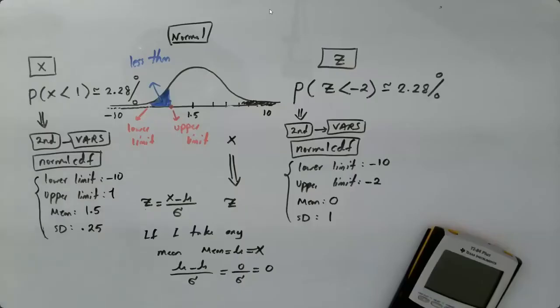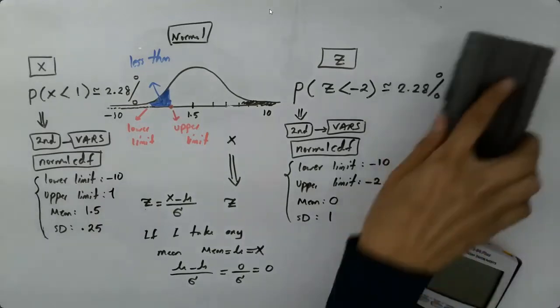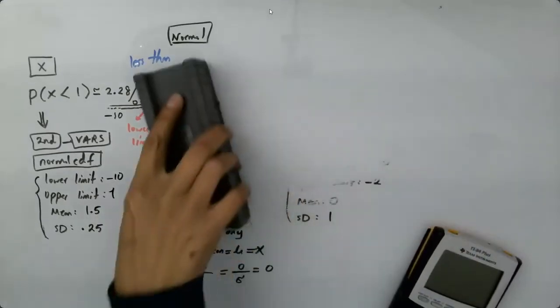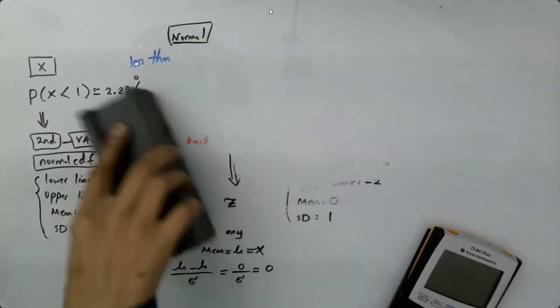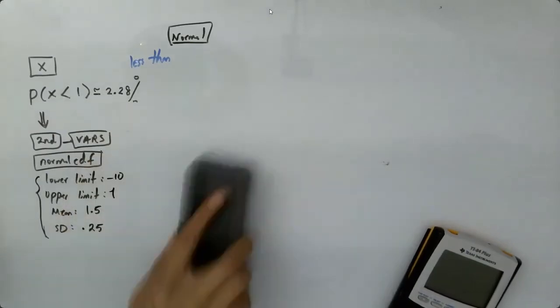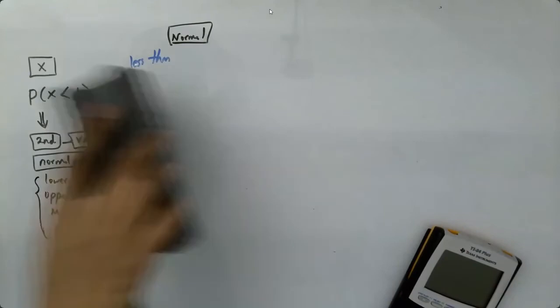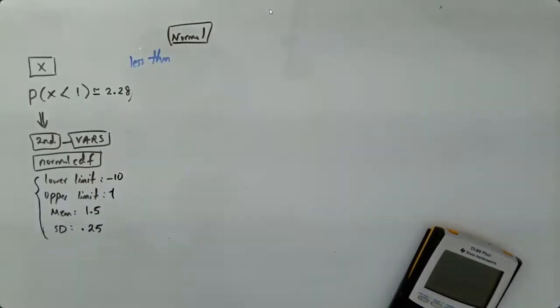Now, suppose we are interested in knowing what is the probability that they keep their phone for more than 2 years. So far, we calculated that for less than 1 year. Just showed you how to use that. Now I want to know what is the probability that they keep their phone for more than. The keyword is more than.